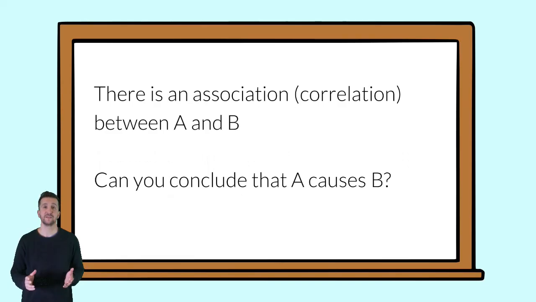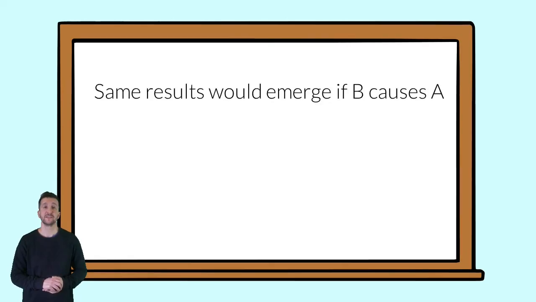So now suppose there is an association. Can you claim that you've shown that A causes B? No. And there are two reasons for this that I'll focus on. So one reason you can't claim that A causes B from this association design is because this same pattern of results would emerge if B causes A.